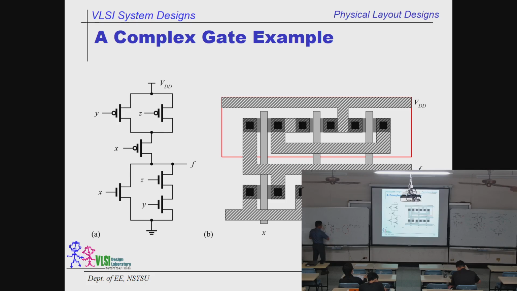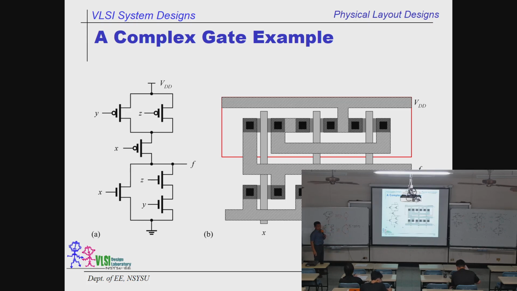For the PMOS transistors, what do we have? We have two parallel and one over here, right? So we have an arc, two arc, and the number 3 arc. Basically, this is reduced to be this way.